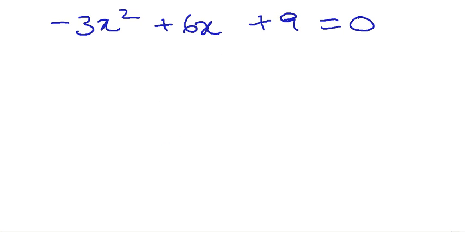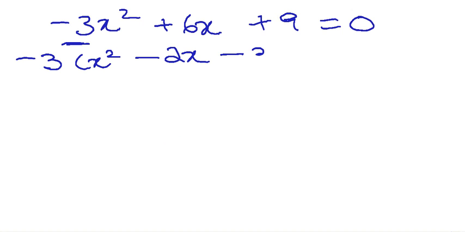So now we're factoring out the minus 3. That's the goal here. So minus 3x squared minus, and be very careful here: since we're factoring out a negative number, this has to be a negative number here as well. So minus 2x minus 3 equals 0.